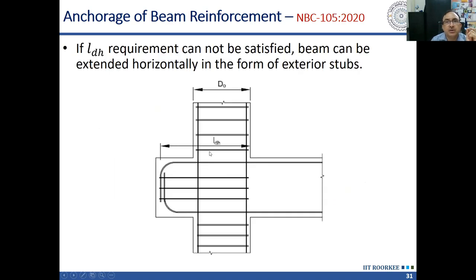Okay, so an alternative way is, if I cannot accommodate LDH within the column, I can provide a stub beam here. So I can provide a stub where this reinforcement will go, but note this reinforcement. This is important. That's what I was saying, that when it is subjected to diagonal shear, this will try to open. To avoid that opening, this reinforcement is to be provided. So these horizontal stirrups are important. These are to be provided if I am using this stub arrangement to anchor the longitudinal reinforcement of the beam.